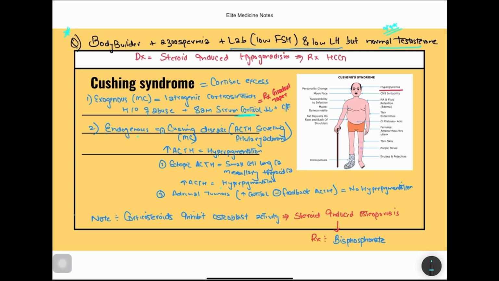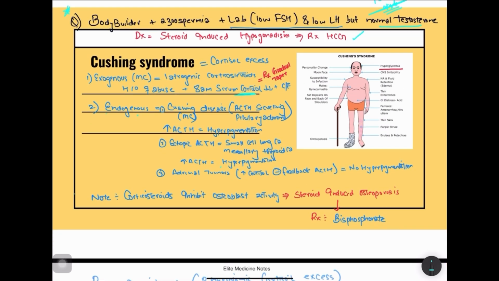Don't be confused by this normal testosterone. If the bodybuilder is taking testosterone from outside, or he's in post-cycle therapy, or he's taking selective estrogen receptor modulators, SERMs, these can lead to increased or normal testosterone levels. So the bodybuilder having low FSH and low LH is usually due to steroid-induced hypogonadism, and the treatment is hCG. Okay, let's see what is Cushing syndrome.